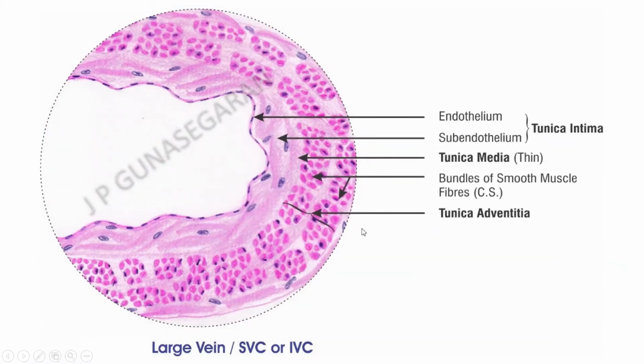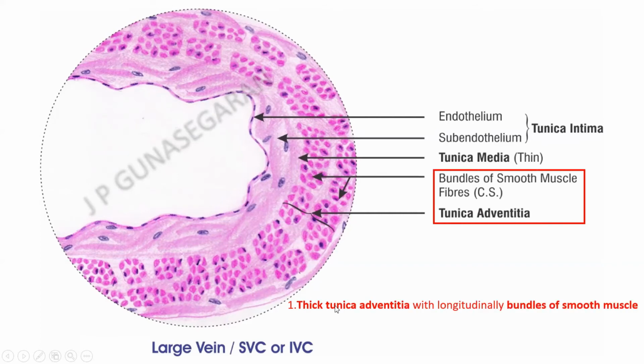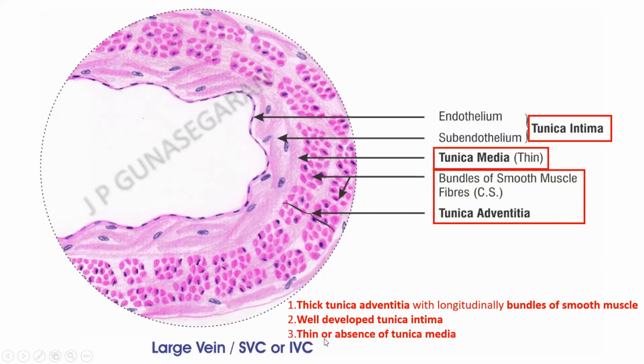This is an H&E drawing of a large vein and is identified by the presence of a thick tunica adventitia with longitudinally oriented bundles of muscle fibers, a well-developed tunica intima, and a thin or absent tunica media.